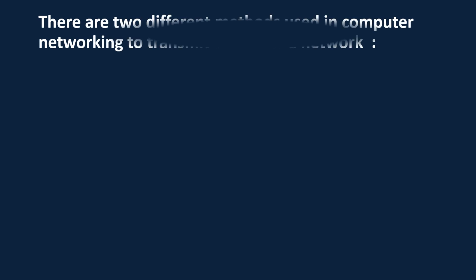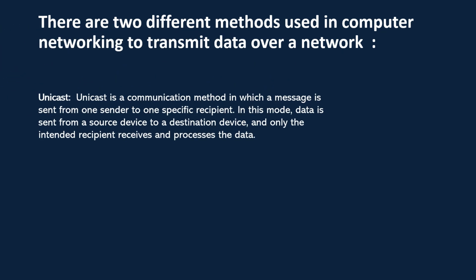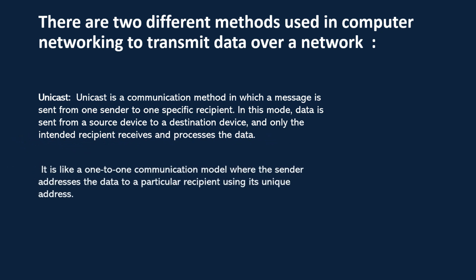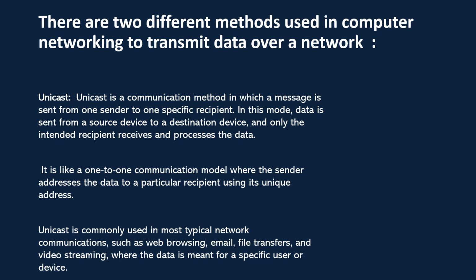Now we'll discuss the methods used in computer networking for the transmission of data over a network, that are unicast and multicast. Unicast is a communication method in which there is one sender and one receiver. Means the data is sent from one source to another, and only the intended recipient receives and processes the data. It is a one-to-one communication model where the sender addresses the data to a particular recipient using its unique address.